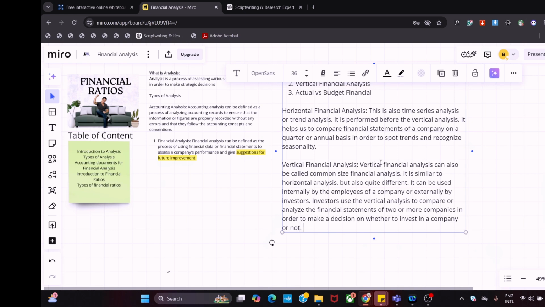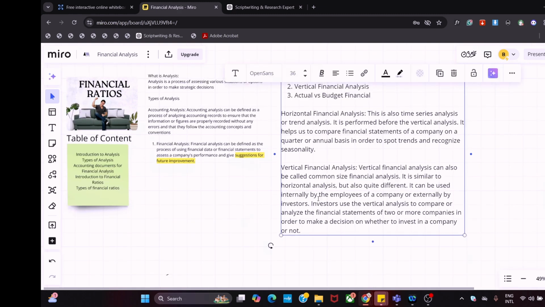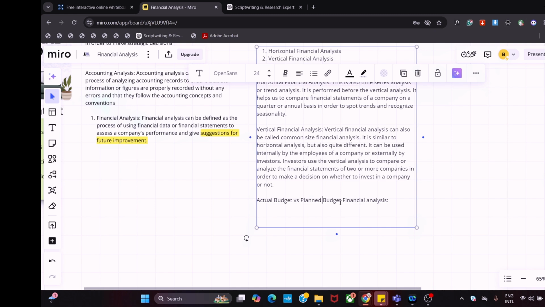Okay, so we have successfully talked about horizontal and vertical financial analysis. All right, so the next thing we are going to be looking at is actual versus budgeted financial analysis. When we are talking about actual budgets, we are actually talking about the budgets that the company actually achieved, while planned budget is the budget that they expected to achieve, all right.